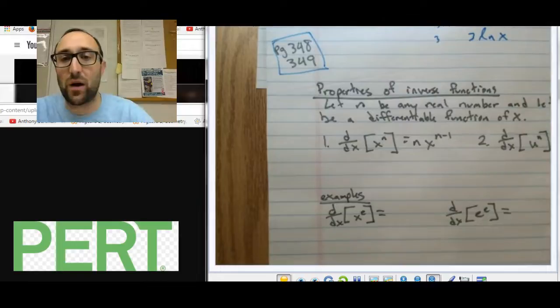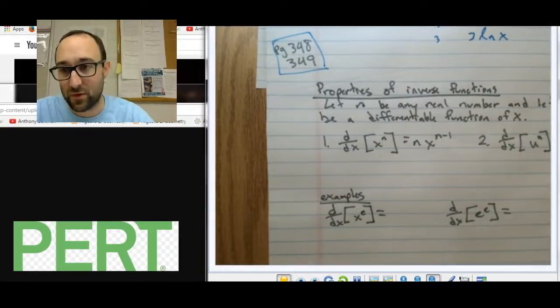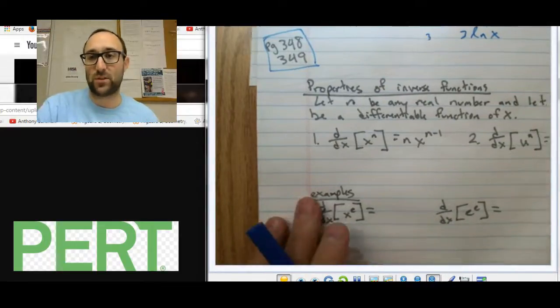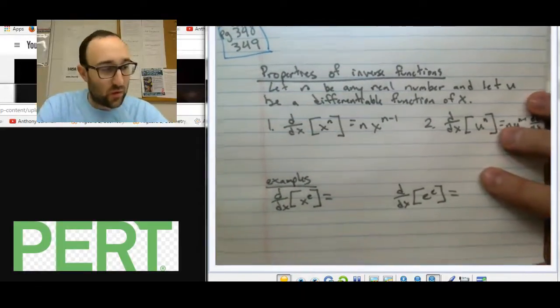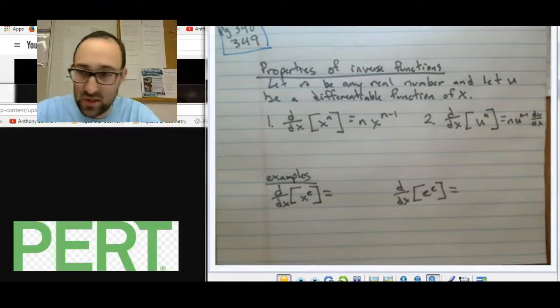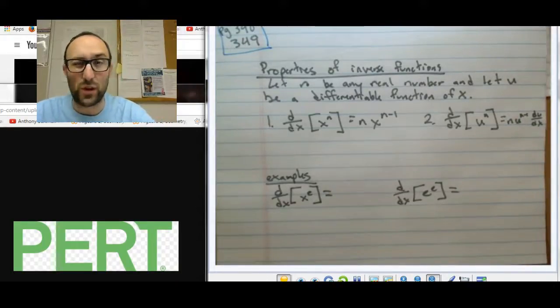Okay, one thing I want to mention over here, page 348 and 349, there are some extra properties that you might want to review about logs and exponents. They're really important. Just to remind you of it. I'm not going to write them all down because you should know them already. So here is the next one, properties of inverse functions. And this is just review. I want to be able to go through this pretty quickly for you.